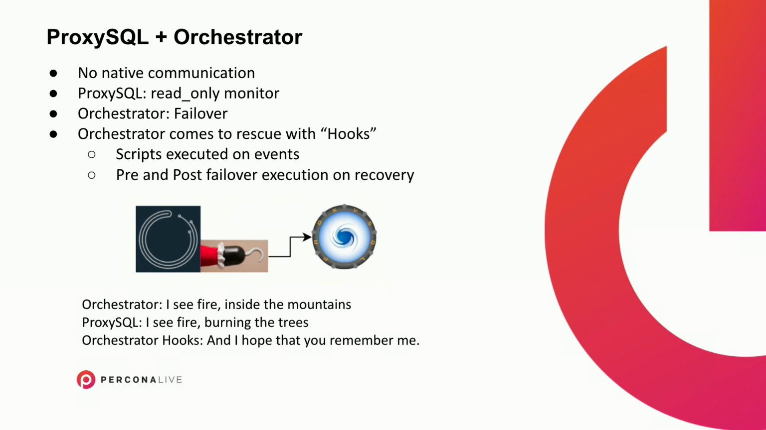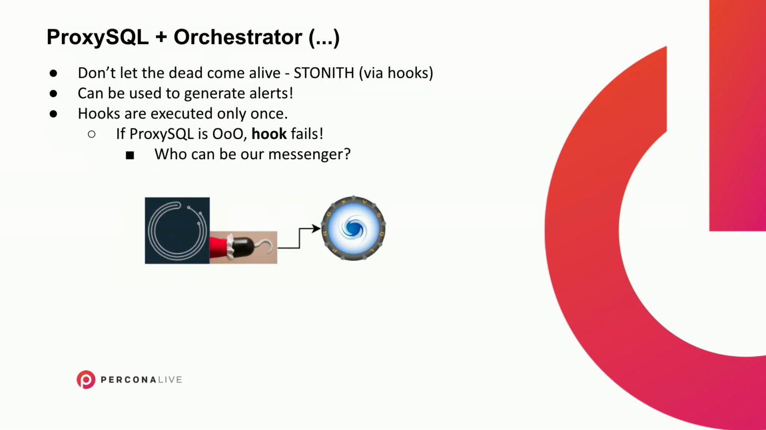So the orchestrator hook is the option that we can use to talk to ProxySQL. We can write a script that executes and removes the failed MySQL server from ProxySQL. STONITH: shoot the other node in the head. When it fails, just shoot the other node in the head and remove it.